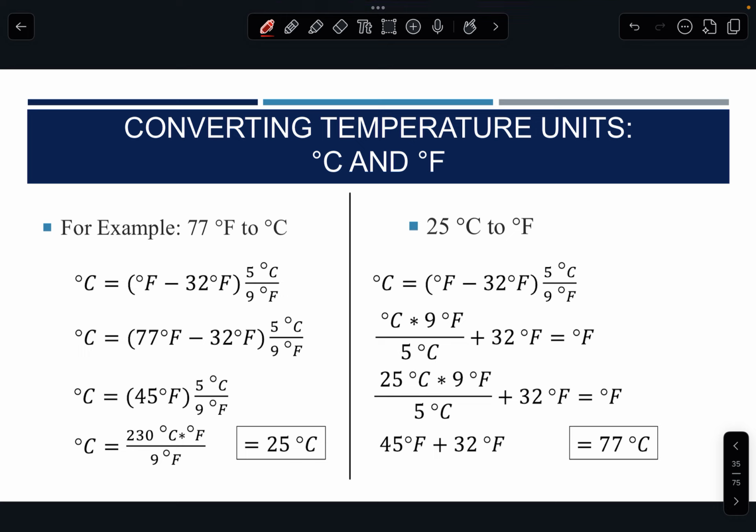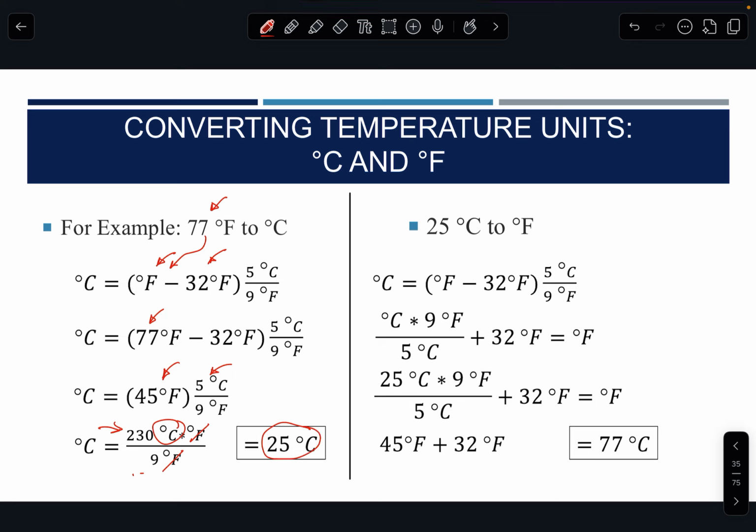And so if we work through this example real quick, we can start here. We have Celsius equaling degrees F minus 32 degrees. If we already have degrees F, we can plug that in right there, and that's where we get this right here. We do the math that's in the parentheses first, we get 45, and then we multiply it by 5 to get 230, which we then divide by 9 to get our answer. The F's are going to cancel out to leave just degrees Celsius, and we are left with 25 degrees.